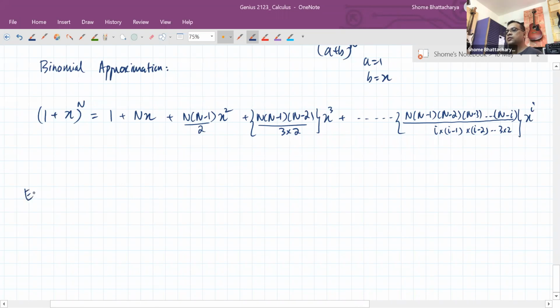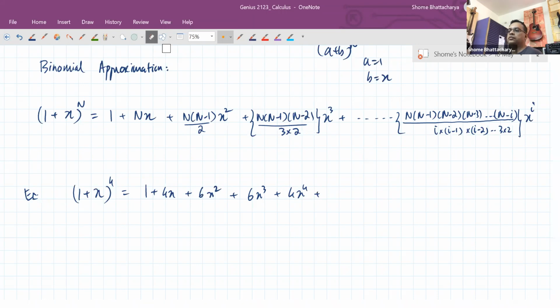So for example, if I have 1 plus x to the power 4, according to this theorem, it should be 1 plus 4x, plus 4 into 3 divided by 2, so 12 divided by 2, so that's 6x square, then plus again this term will also become 4x cube, then we'll have a term x to the power 4. So this will become like this.